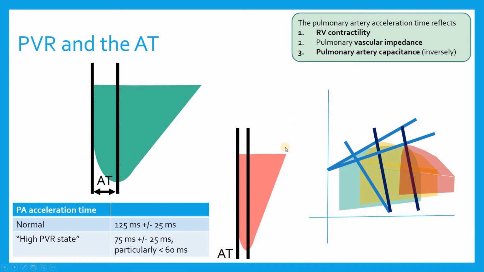Again, the physiology is a little complicated. Simplest way to think about it: running into a brick wall, you hit your acceleration time much sooner. Running into a wall of pillows, it is going to be a smoother landing, and your acceleration time will actually be much later in systole.